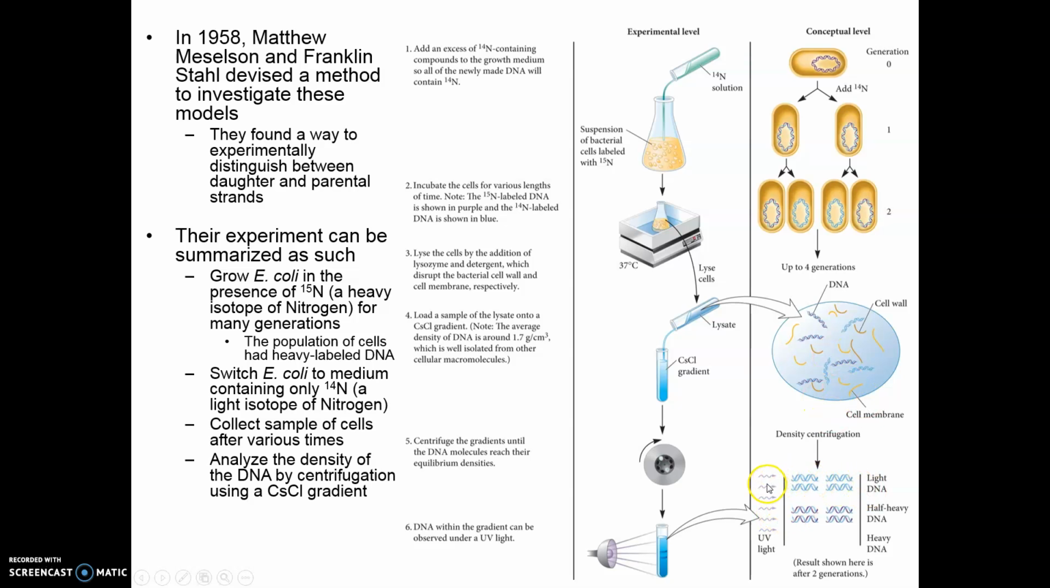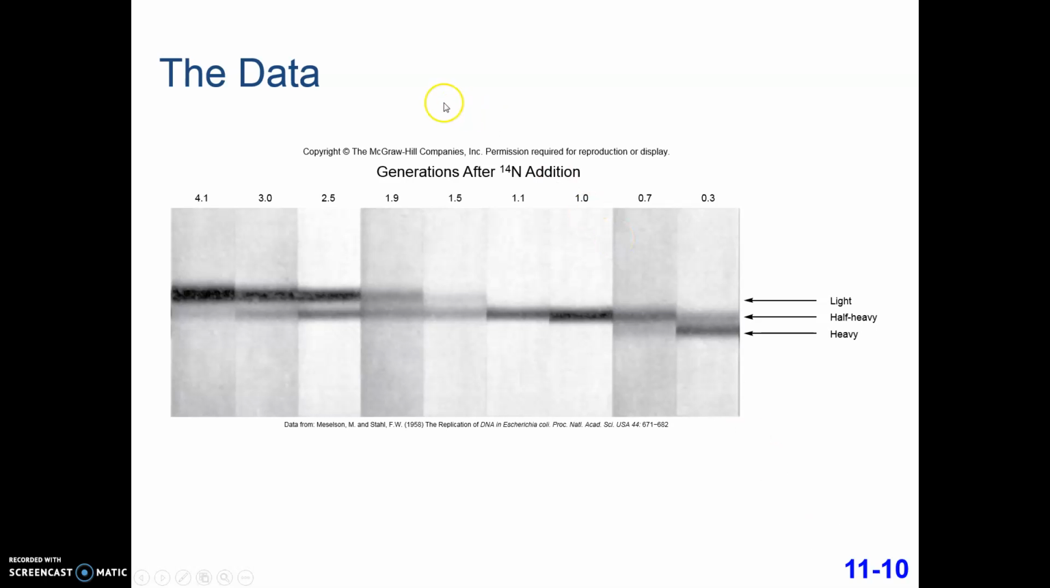And there are some distinct possibilities. You could have all nitrogen 14 DNA, or light DNA. You could have half heavy DNA, where one strand is made out of nitrogen 15 and one is made out of nitrogen 14. Or you could have fully heavy DNA, and this is what you would see in the parental strain. So here's the actual data.